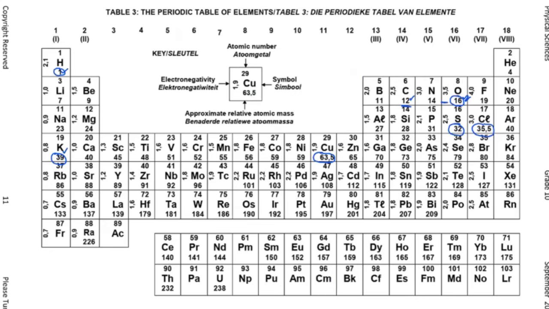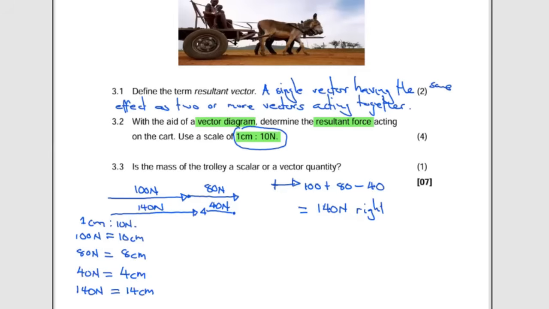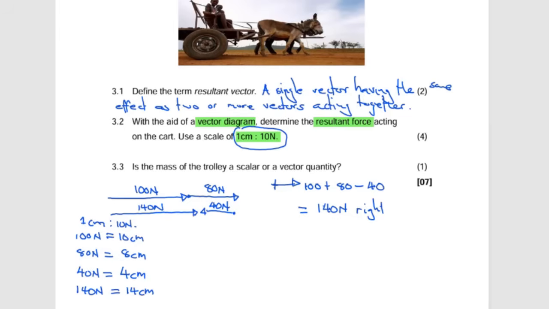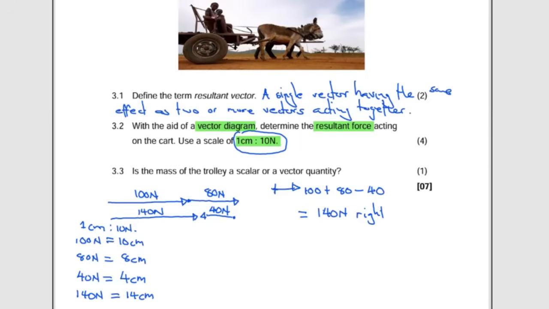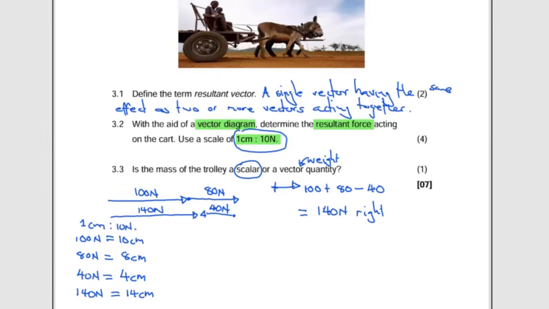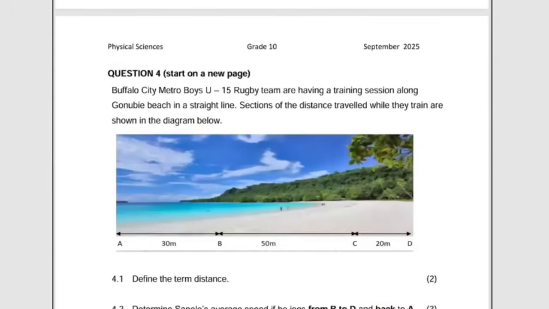So the next question reads, is the mass of the trolley a scalar or a vector quantity? So our correct answer there is a scalar quantity. So mass is a scalar quantity. The correct answer is going to be a scalar quantity. Our mass is a scalar quantity, while on the other end, remember we're going to have our weight. Our weight is going to be a vector quantity. Then we're actually going to proceed to the next question, which is question 4.